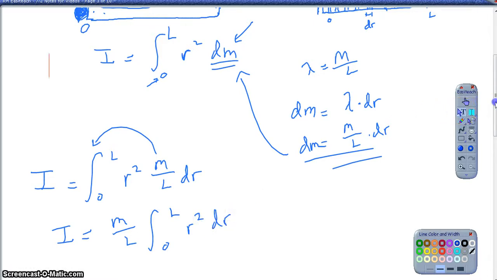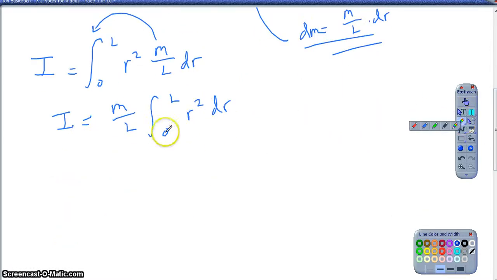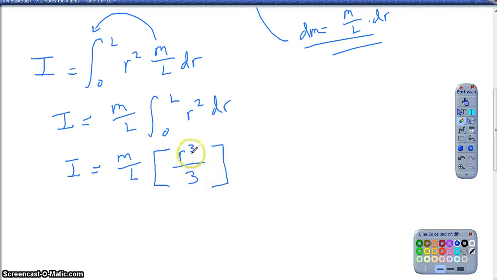And this is hopefully a pretty easy integral to solve. My moment of inertia equals m over L times the definite integral from 0 to L. When I do this integral, it becomes r to the third power, divided by 3. I don't have to worry about the plus c since it's a definite integral, because I'm just going to plug in my initial and my final parameters, and then find the difference between them.